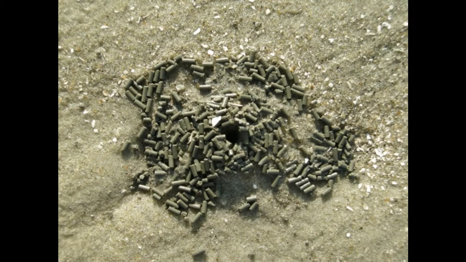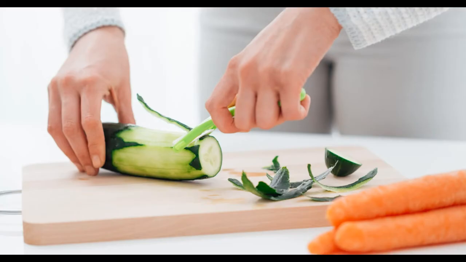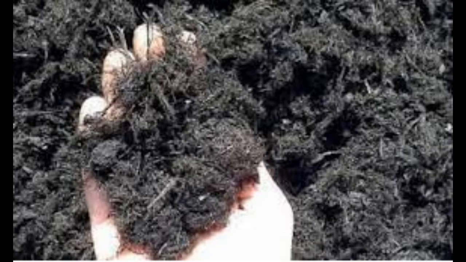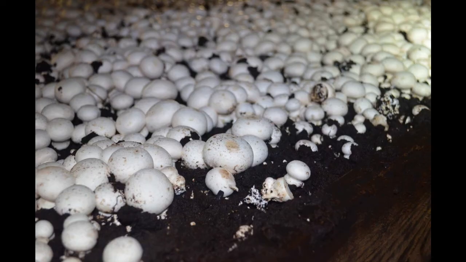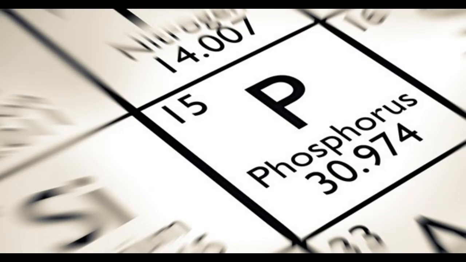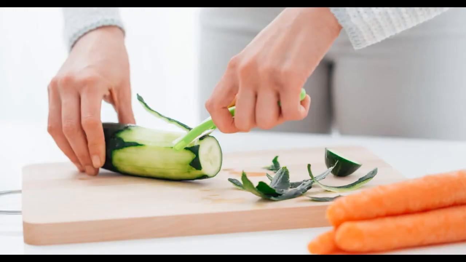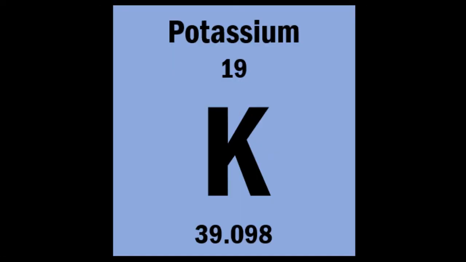Bone meal, crab and shrimp waste, burned cucumber skins, hair compost, and mushroom compost all contain phosphorus in different amounts. Burned cucumber skins will decrease the acidity of your soil.